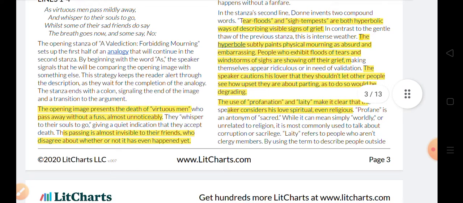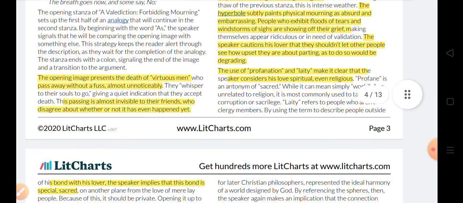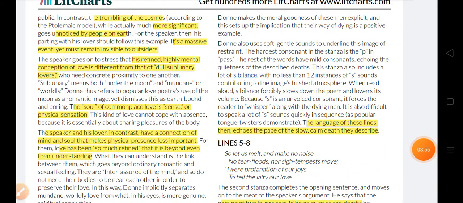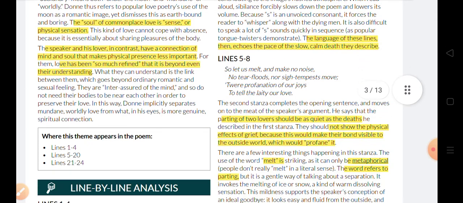So here we see the opening image presents the death of a virtuous, a wise man who passes away without a fuss, almost unnoticeable, and this passing is almost invisible to their friends who disagree about whether or not it has even happened. So obviously it's unbelievable, and the language of these lines echoes the peace of the slow, calm death they describe. And line 5 to 8.